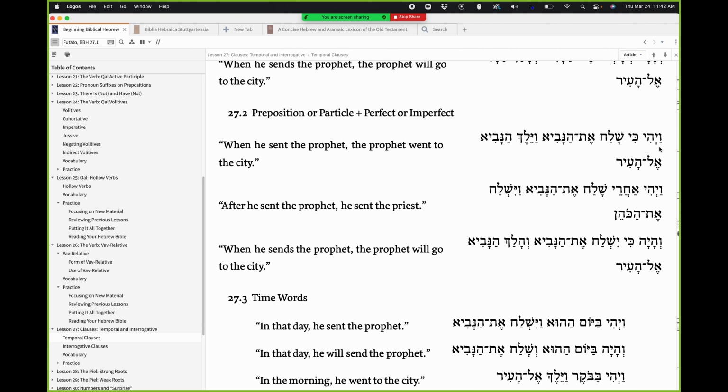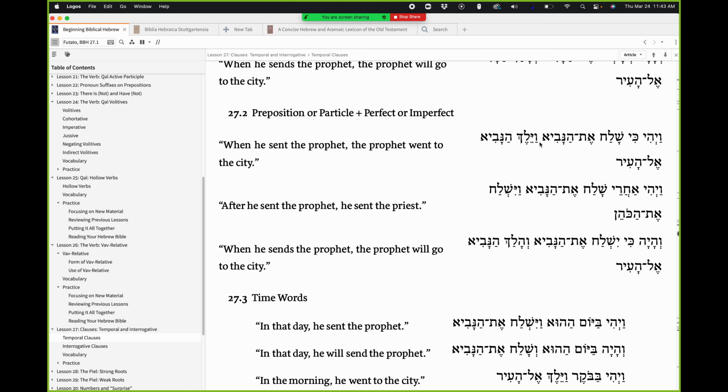So let's look at this one here. I'm noting that this is setting the scene in the past. This is past time. It happened, but I don't have a temporal clause here, so I have to be a little bit careful, but let me just translate through. It happened that he sent the prophet, and the prophet went to the city. So again, I've left off nothing. I fully translated it, and it works okay in English because I'm not translating this as a temporal clause. Now, Futato says you can, and maybe even you should, but here I've translated it as "it happened that he sent the prophet." Now, "it happened that he sent the prophet" is kind of superfluous in English.